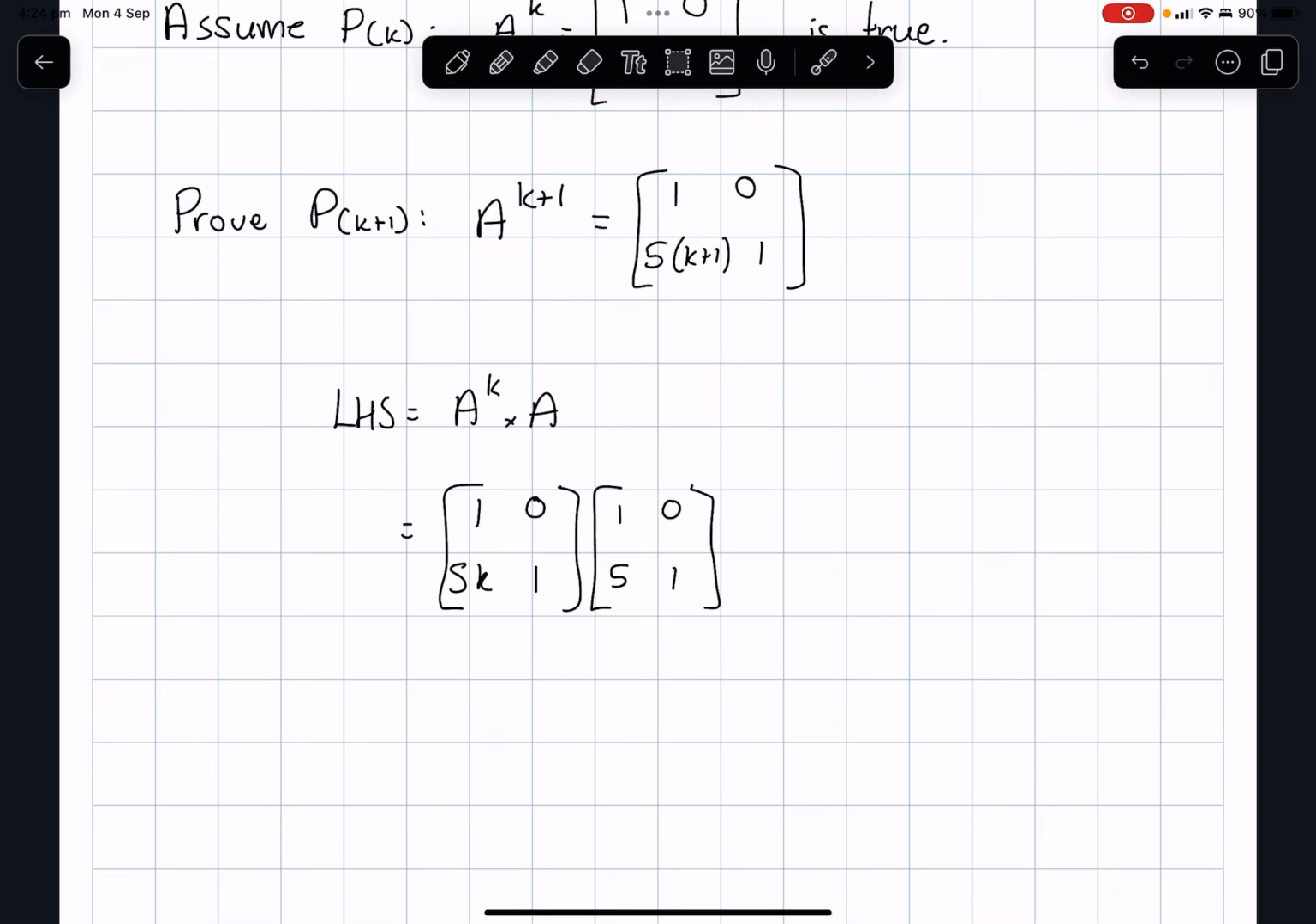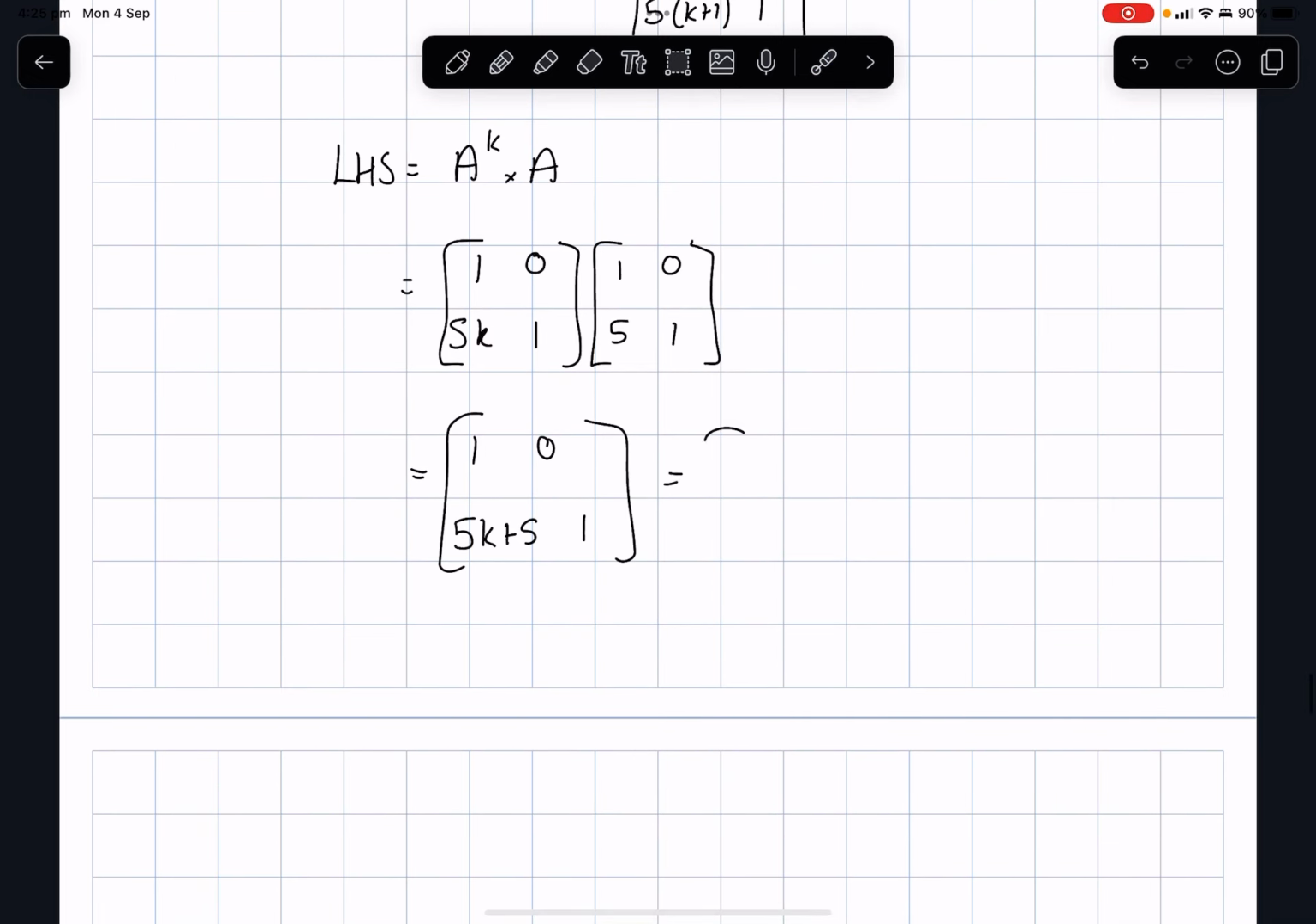So let's do some matrix multiplication here. My first row times my first column, I've got 1 times 1 plus 0 times 5, so it's just 1. Then I've got my first row and my second column, I've got 1 times 0, which is 0, plus 0 times 1, which is also 0. Then I've got my second row and my first column, so 5k times 1 is 5k. Then I've got 1 times 5, so I'm adding 5. And then I've got 5k times 0, which is 0, and then 1 times 1, which is 1.